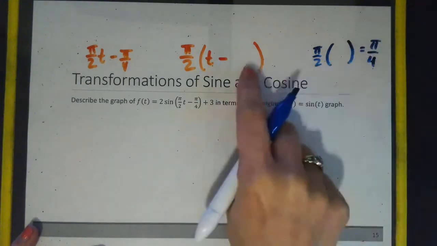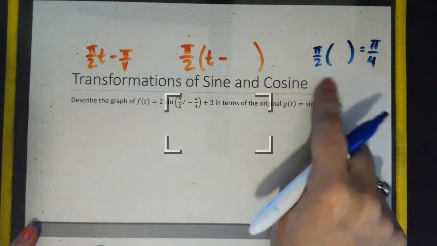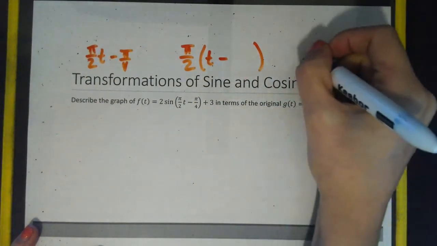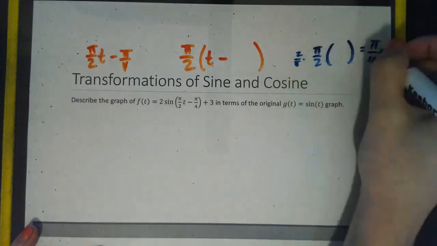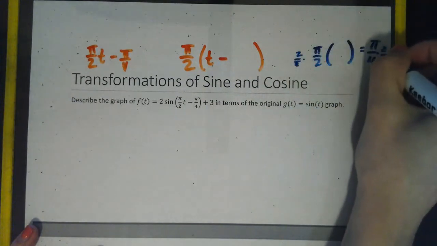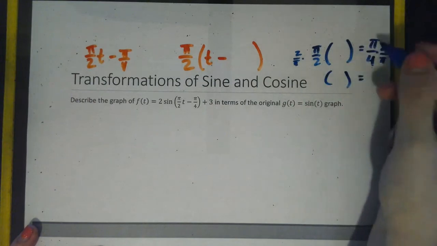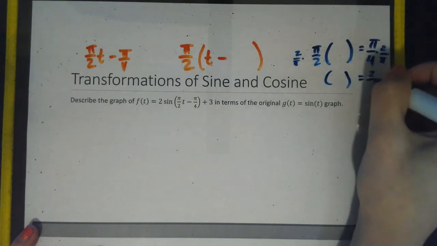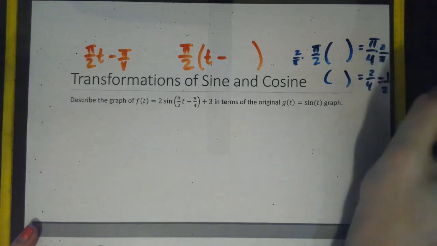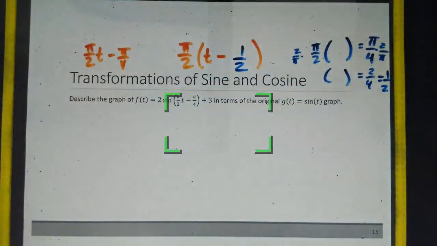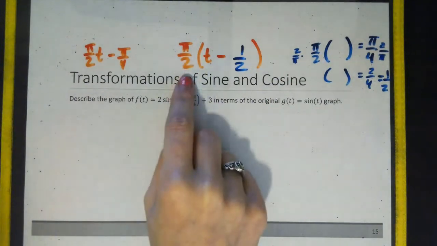To solve for what goes in that blank, I'm going to divide both sides by pi over 2, which is the same as multiplying both sides by 2 over pi. That'll leave me with this what that I'm trying to find is equal to, the pi's cancel out, 2 over 4, which is 1/2. I need a 1/2 right here. Another way to think about this is I am undistributing that pi over 2.